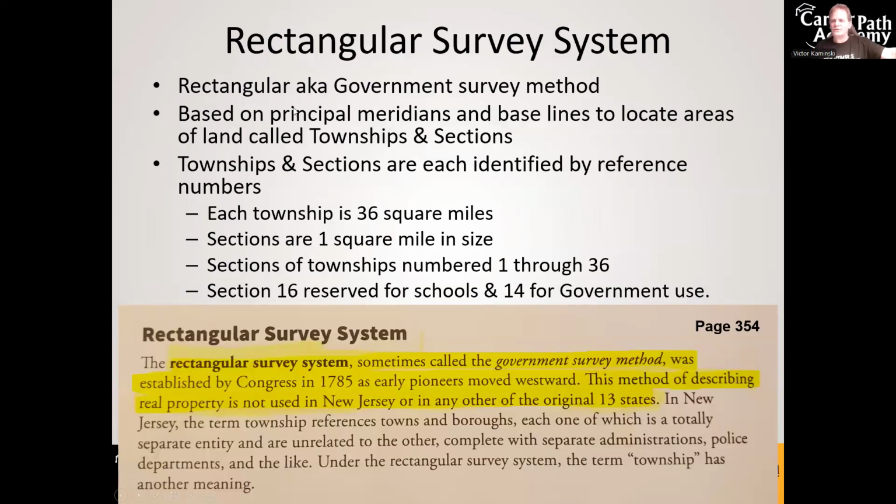So the rectangular survey system is also known as the government survey. It's not just somebody knocking on your door asking you questions. It's a survey of land that uses the principal meridians, those imaginary lines, and baselines to locate areas of land.